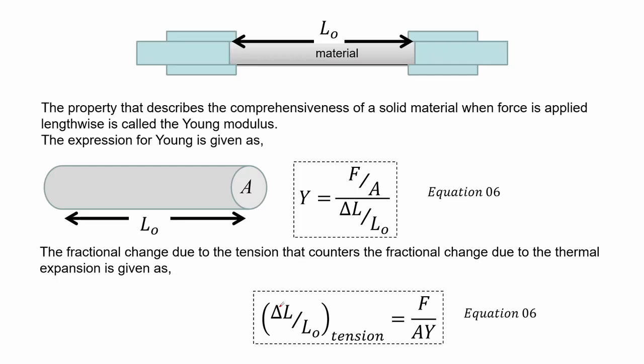The property that describes the compressiveness of a solid material when force is applied lengthwise is called the Young modulus. The expression for Young modulus is given as the ratio of force over the cross-sectional area over the fractional change of length due to the tension. The fractional change due to the tension that counters the fractional change due to the thermal expansion is given as expression 6. We note that this must be equal but opposite to the expansion for the device to hold the material constant in length.